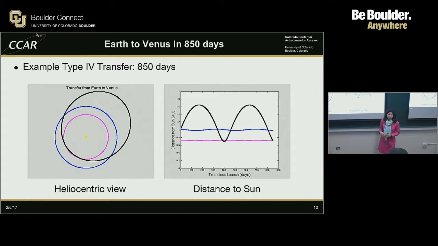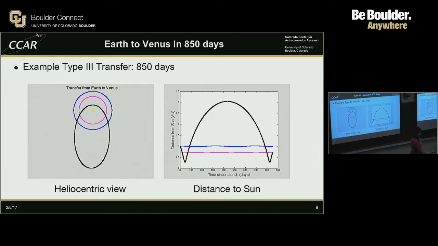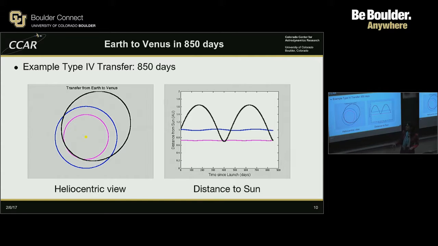Here's a type 4 transfer that takes 850 days. Again, we've got our heliocentric distance and the distance to the sun. This one, you can see it looks much more feasible than the previous one. You know, in this previous solution, you're really burning against the direction of the Earth when you're departing, and you're not really hitting Venus at a tangential direction, right? It looks like a pretty crummy transfer if you wanted to use this for interplanetary mission design. This one, not so bad, right? I mean, look how tangentially you're coming into Venus. And here, you're leaving pretty decent with respect to Earth.